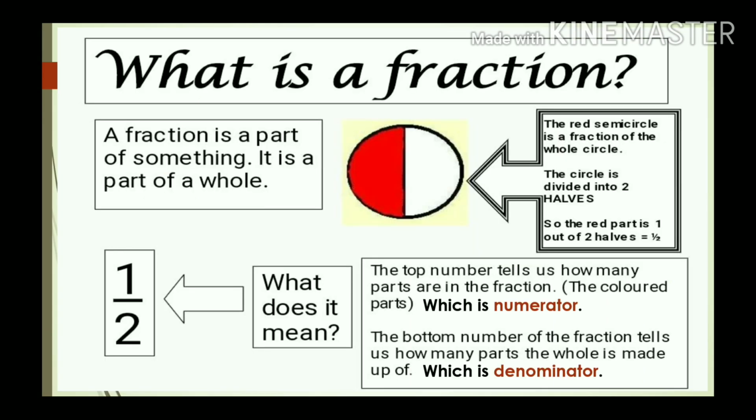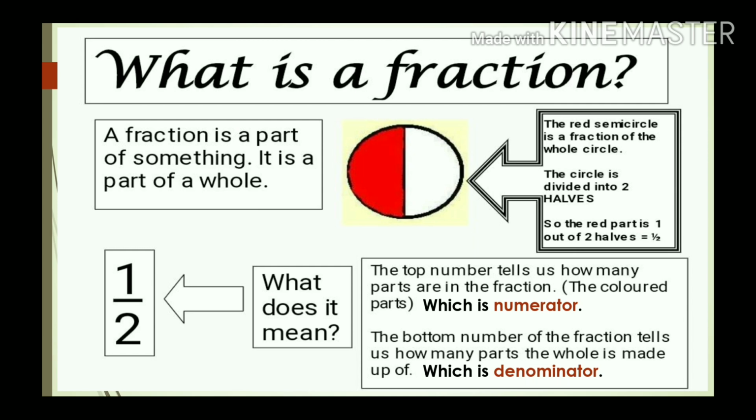A fraction is a part of something, or you can say it is a part of a whole. Students, as you can see here, a whole circle is divided into two halves and one half part is colored with red. So the red part is 1 out of 2 halves, which is equal to 1 upon 2. You are wondering, what does it mean by 1 upon 2 or 1 by 2?